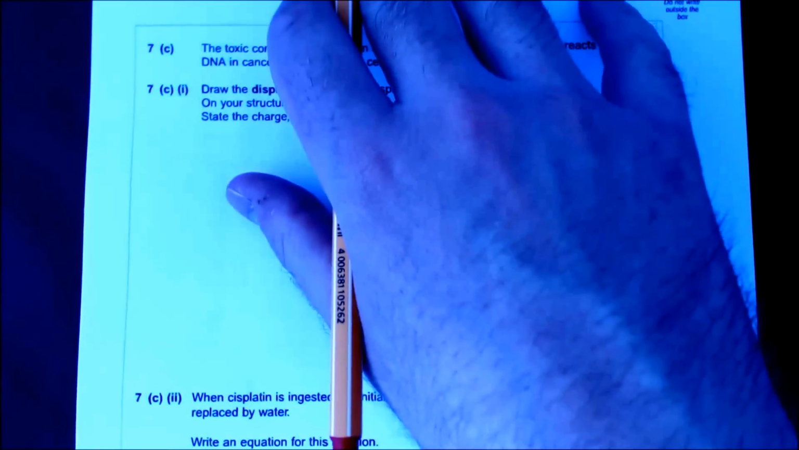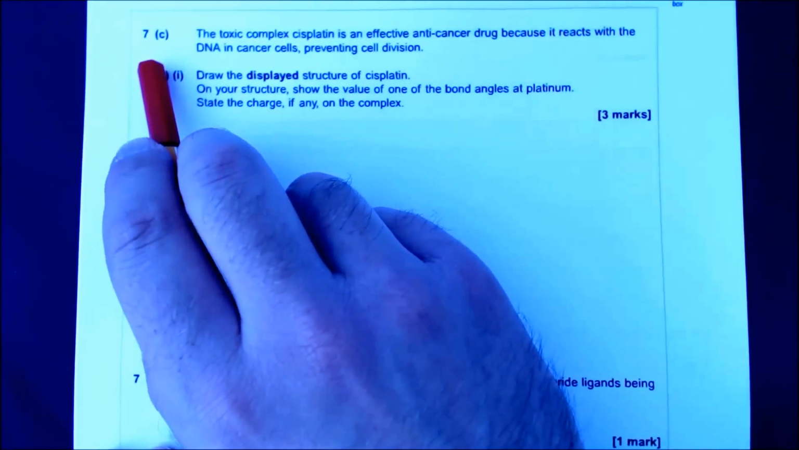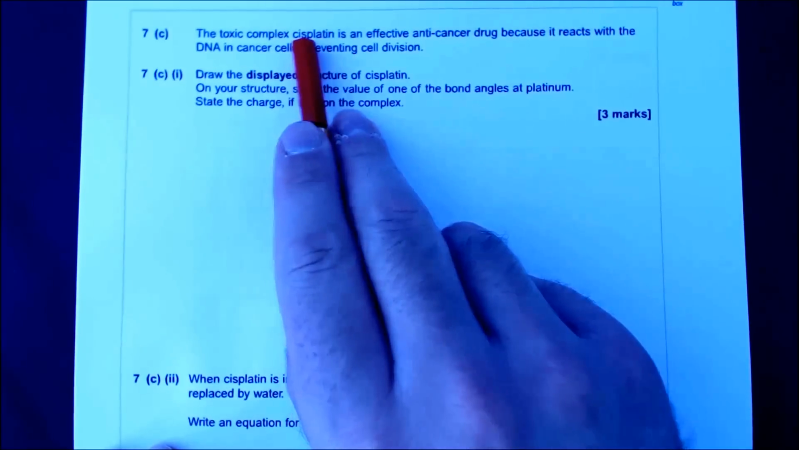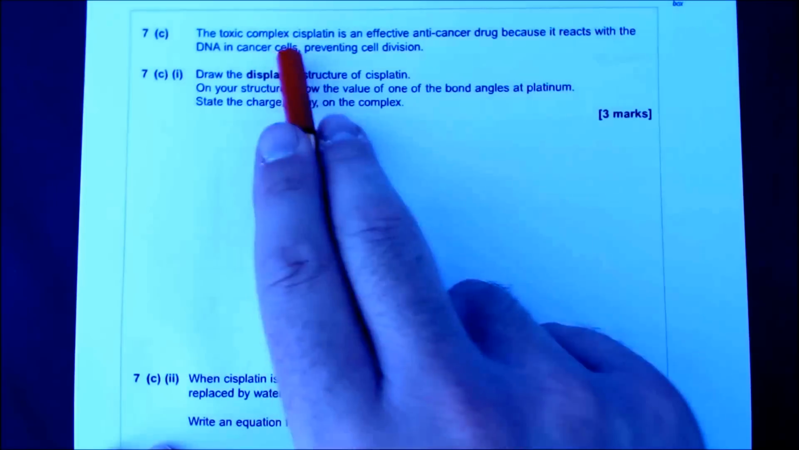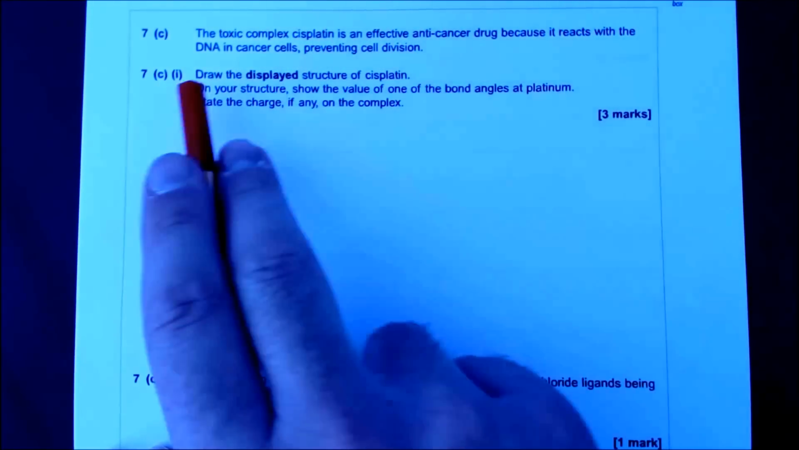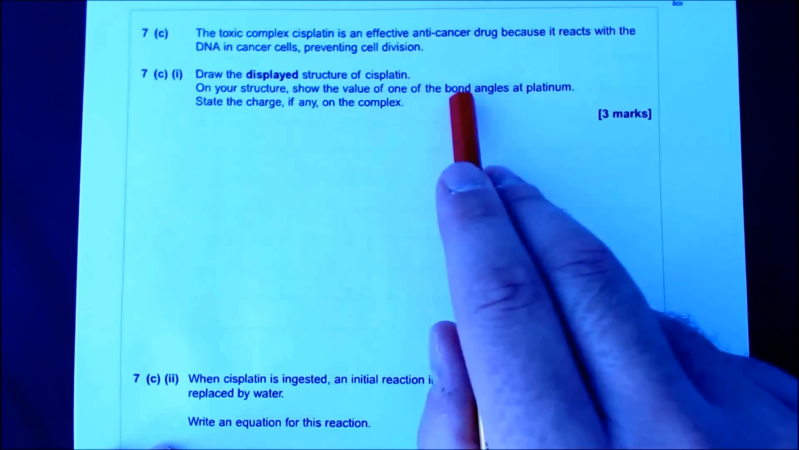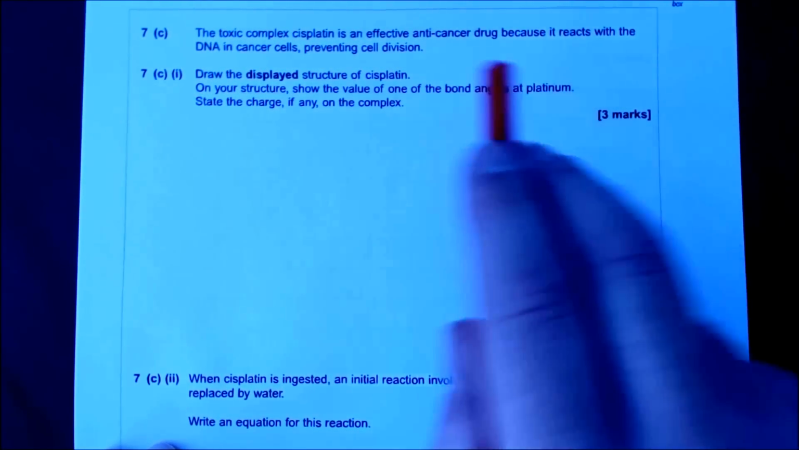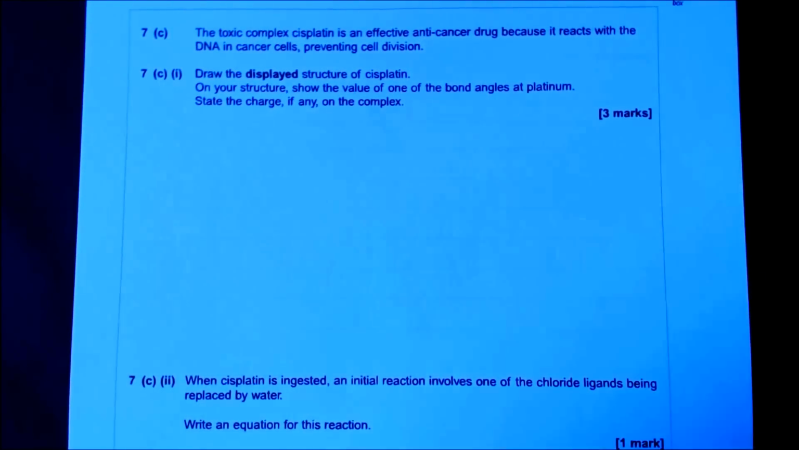Right, so this is question 7 and 17, and it says the toxic complex cisplatin is an effective anti-cancer drug because it reacts with the DNA in cancer cells, preventing cell division. Draw the displayed structure of cisplatin. On your structure, show the value of one of the bond angles at platinum and state the charge, if any, on the complex. Right, now you've got to remember this.